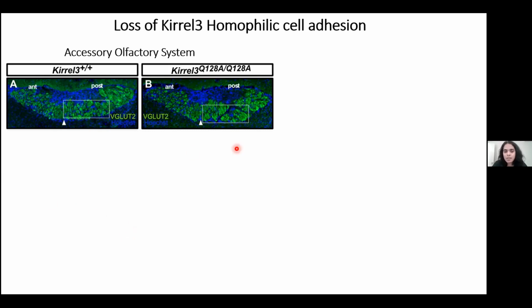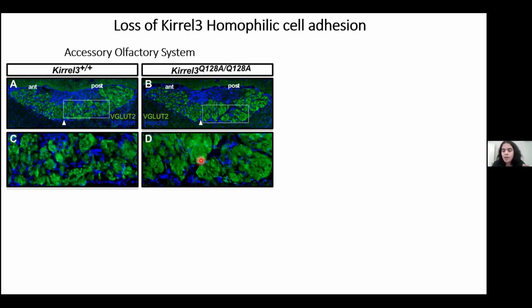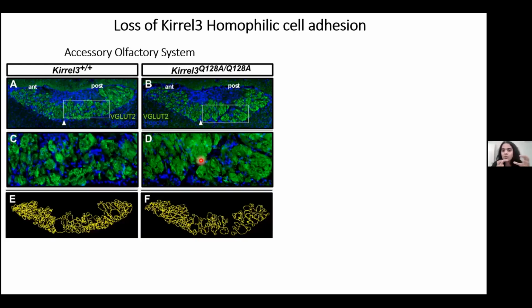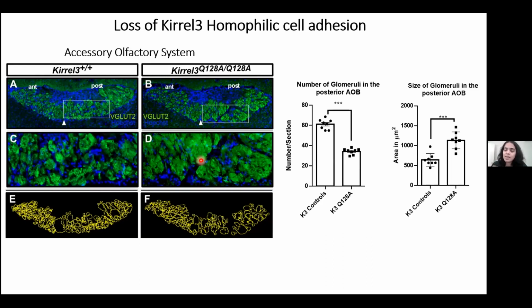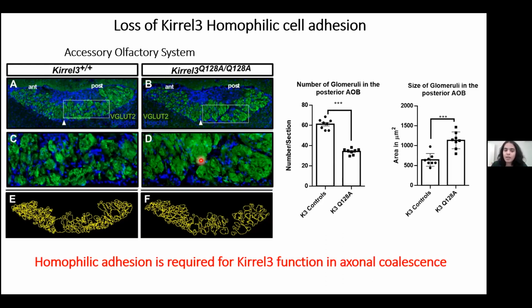And what you see here, these individual clumps are basically clumps of axons in the brain, the ends of these axons in the brain. So I'm calling them glomeruli. So I manually counted these individual units of green in the brain. And what I observed is a significant reduction in the number of glomeruli and a significant increase in their size. So therefore, for the first time, we show that homophilic cell adhesion is required for KIRL3 function in axonal coalescence.